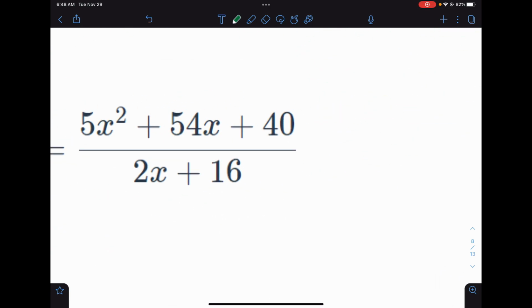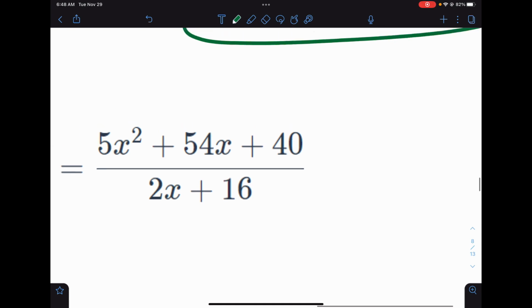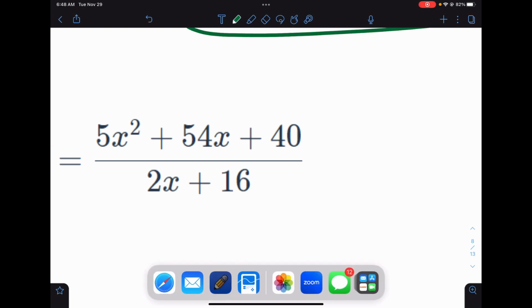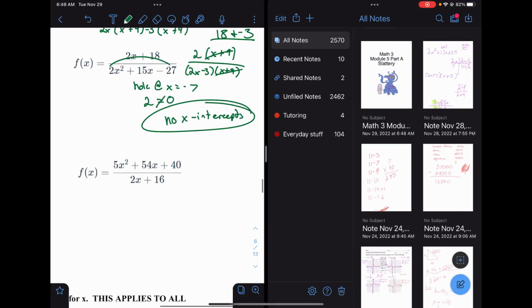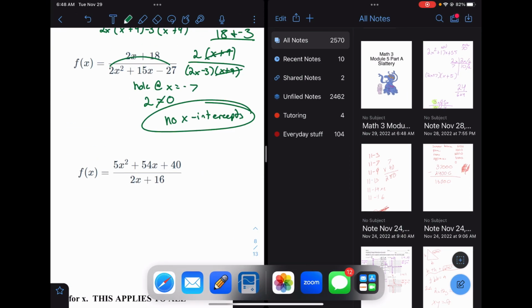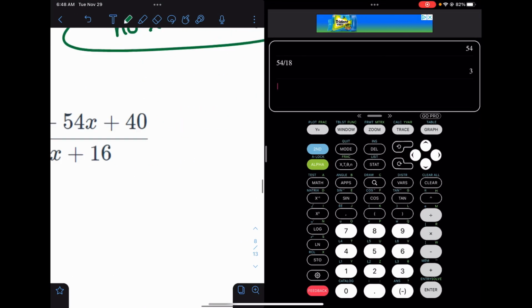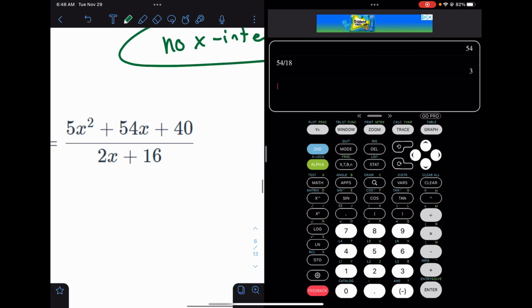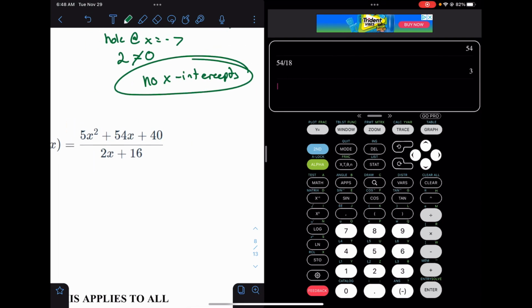All right, so unfortunately, it looks like we got some AC factoring up here, so let's practice that. I want my calculator. All right, so 5 times 40 is going to be 200, right? So we need to figure out what multiplies to 200, and then we need to add to 54. Let's see, probably 50 and 4, right? Yeah, so we're going to do 50 times 4.